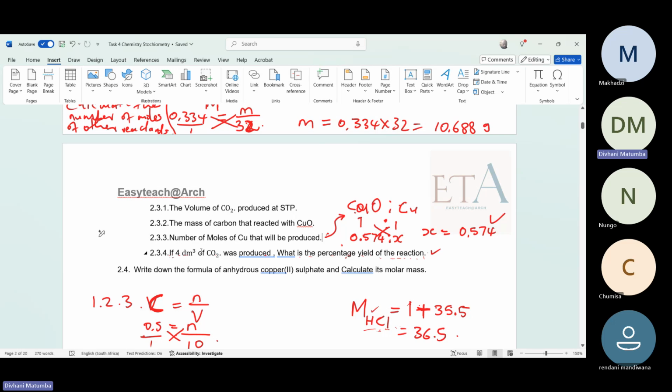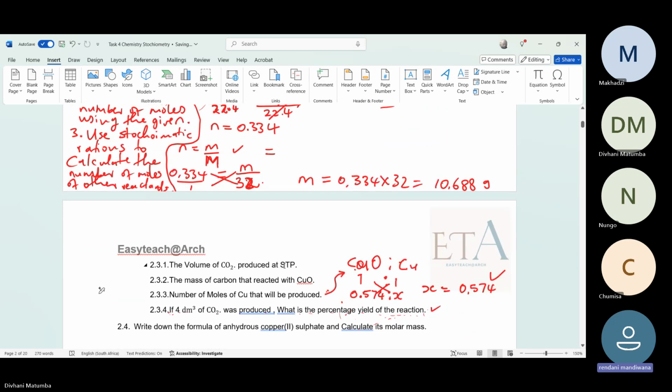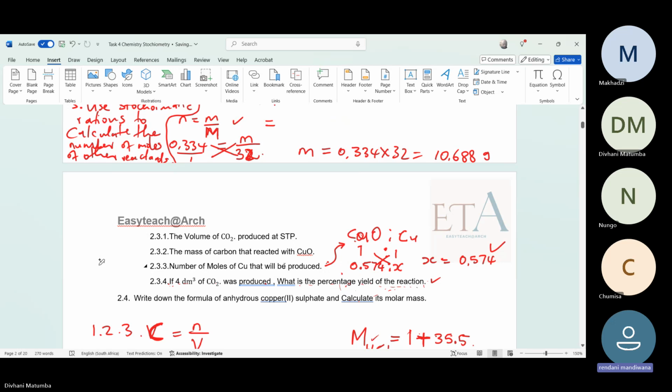If 4 decimeter cube of carbon dioxide was produced, what is the percentage yield of this reaction? Percentage yield of the reaction. Okay, yes. I'm thinking that we would first get the grams, the mass of the CO2 that was produced. Which is how much? So how are you gonna go about it? We can use the formula. Oh, I'm not even sure.